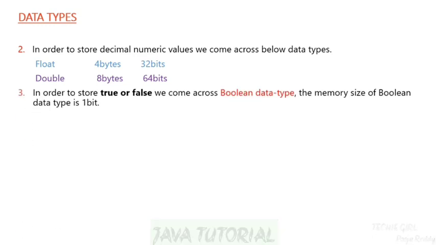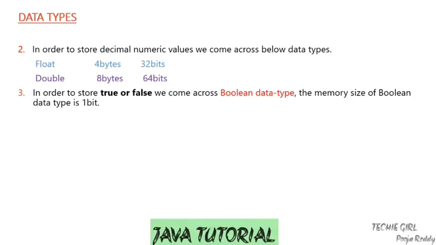And in order to store true or false values, we'll come across the boolean data type. The memory size of the boolean data type is 1 bit. Remember, it's not a byte, it's just a bit. It can store whether true or false. That's it. It can't store anything other than true or false.